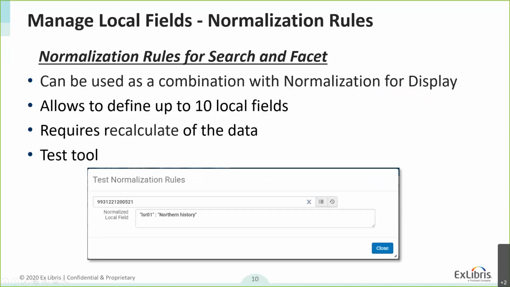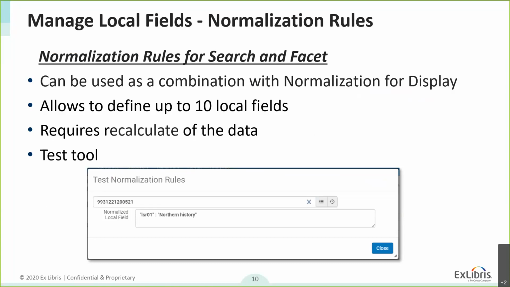Normalization rules for search and facet is different because the search is in the index. When you're creating a normalization rule for search and facet, you need to recalculate the data. Unlike using local fields that are from the list and can be used immediately, in this option you are changing the behavior of the field, so you need to recalculate the data. Since this option is a bit more difficult and requires the recalculation, we've decided to limit it to up to 10 local fields using normalization rules.